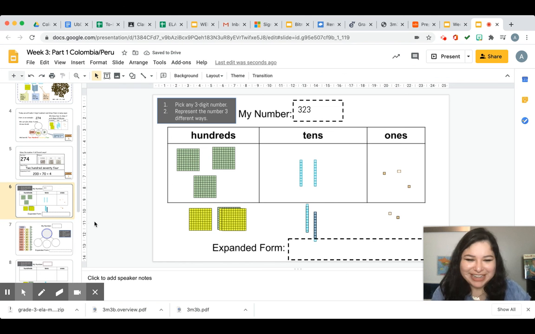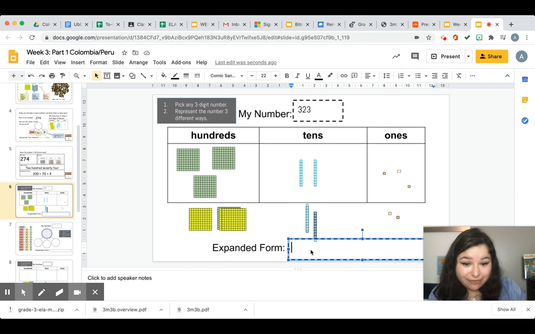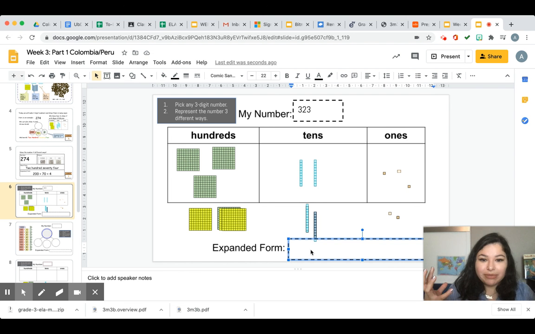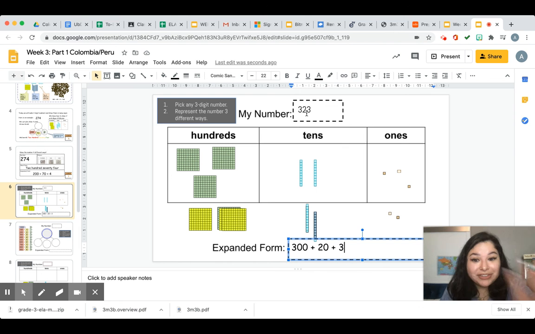Oops, sorry. After that, we're going to go ahead and write it in expanded form. So in expanded form, I'm going to take our number apart, right? So we have 300 plus 20 plus 3. And there we go. We have it in our number form. We've shown it with base 10 blocks, and we've shown it in expanded form, right? Very cool. So thank you for watching this example.